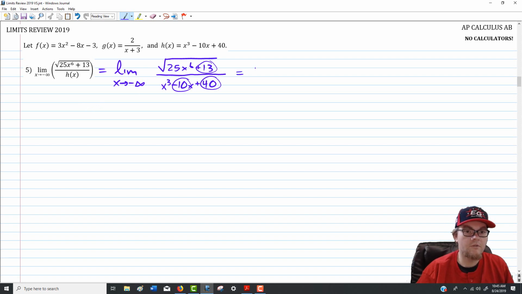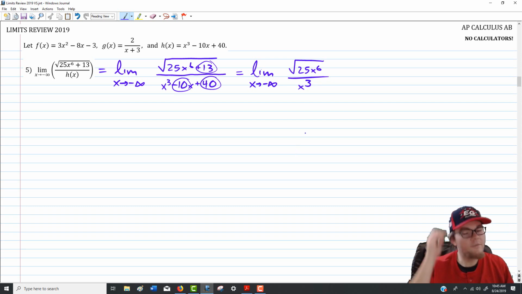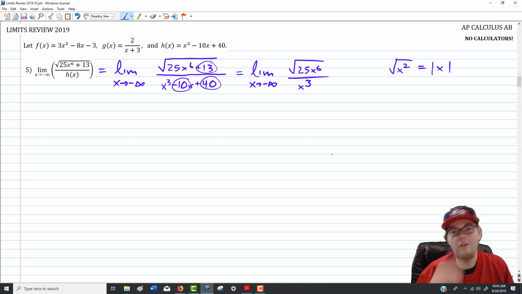And so at this point, we're going to transform this limit as x approaches negative infinity to the limit of 25x to the 6th over x to the 3rd. Now at this point, methods may vary a little bit, but I'll remind you that hopefully after last week you remember that the square root of x squared is equal to the absolute value of x. And honestly, hopefully that's gotten into your head for the first time, because only Justin in class was able to say that off the top of his head.